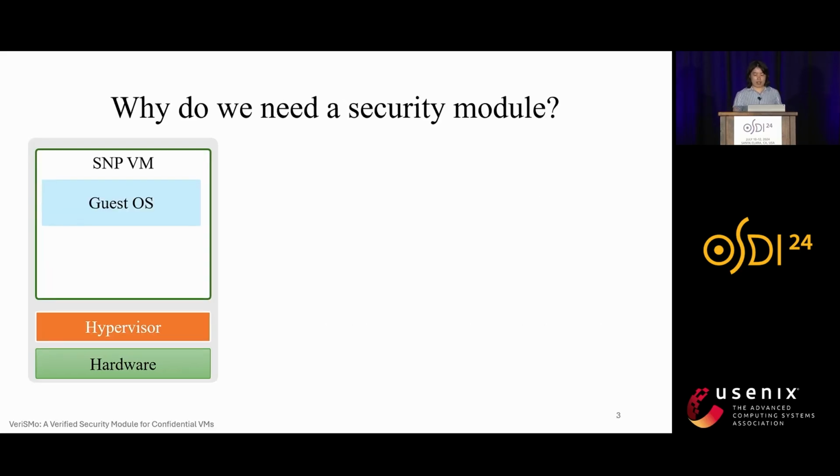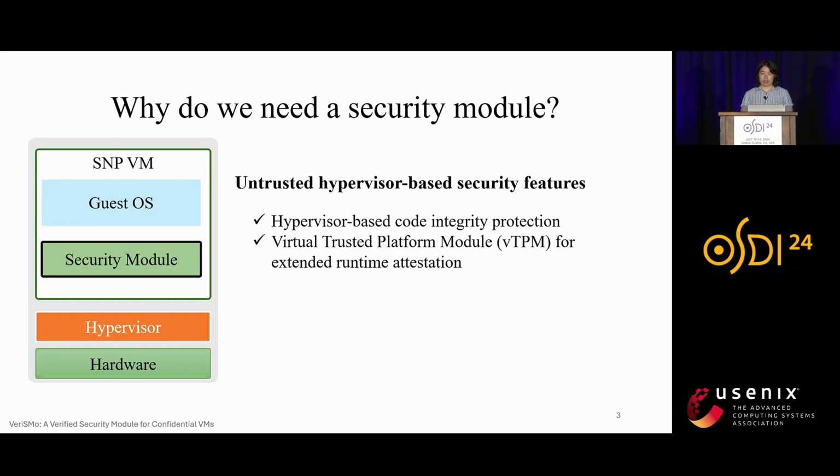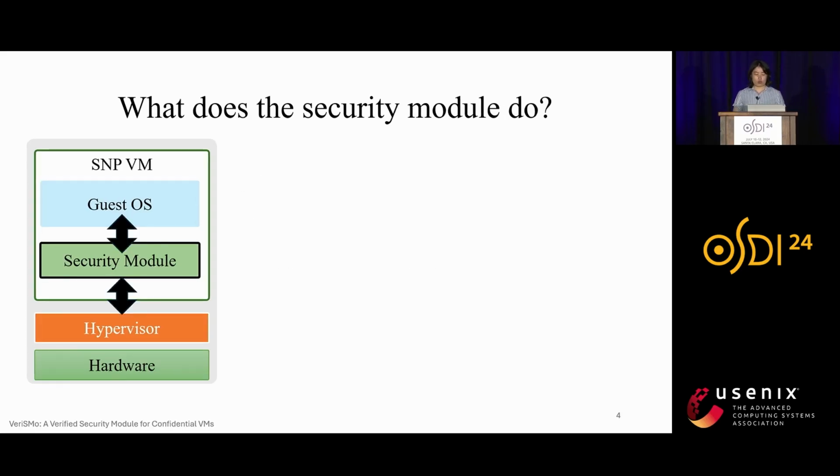However, since the hypervisor is no longer trusted, the security features that were provided by the hypervisor should be moved into the VM. For example, hypervisor-based code integrity and the hypervisor-based virtual TPM that was used to provide runtime attestation reports for the OS workloads. All of those features should be moved into a security module inside a VM. So what does the security module do in practice?